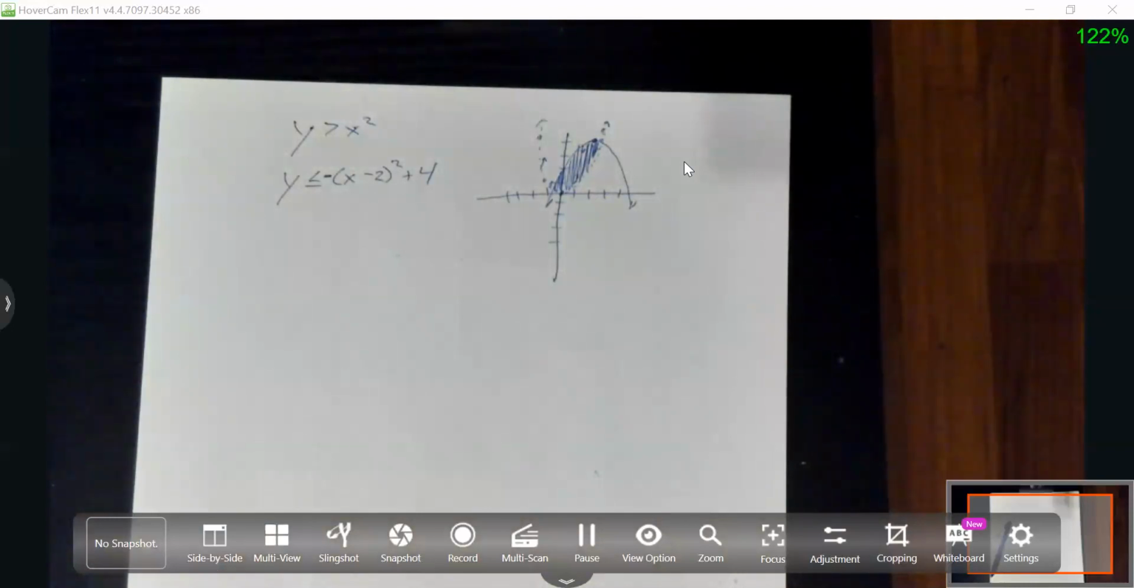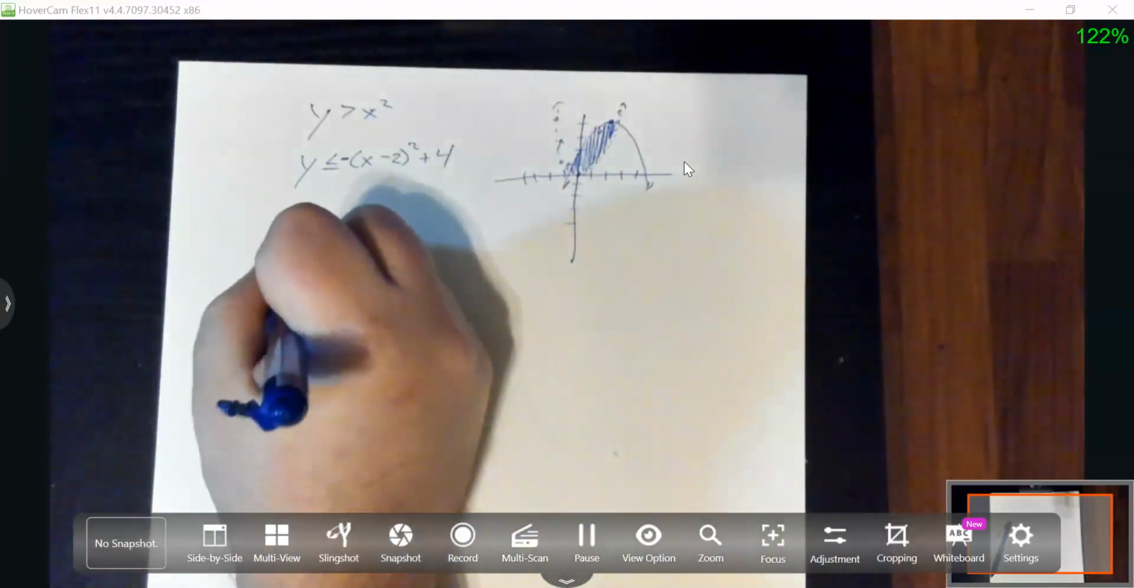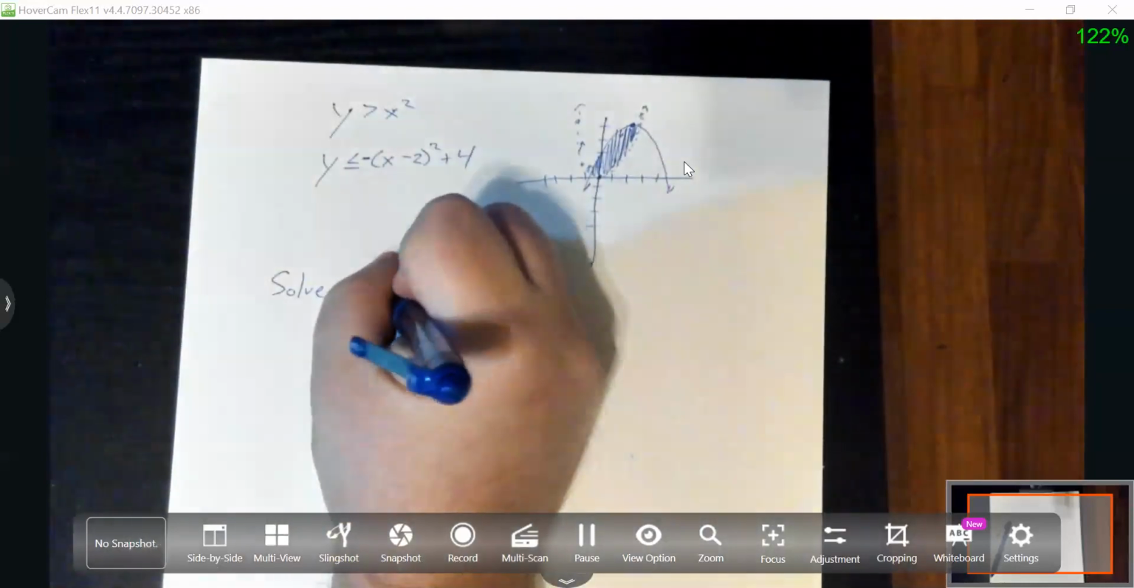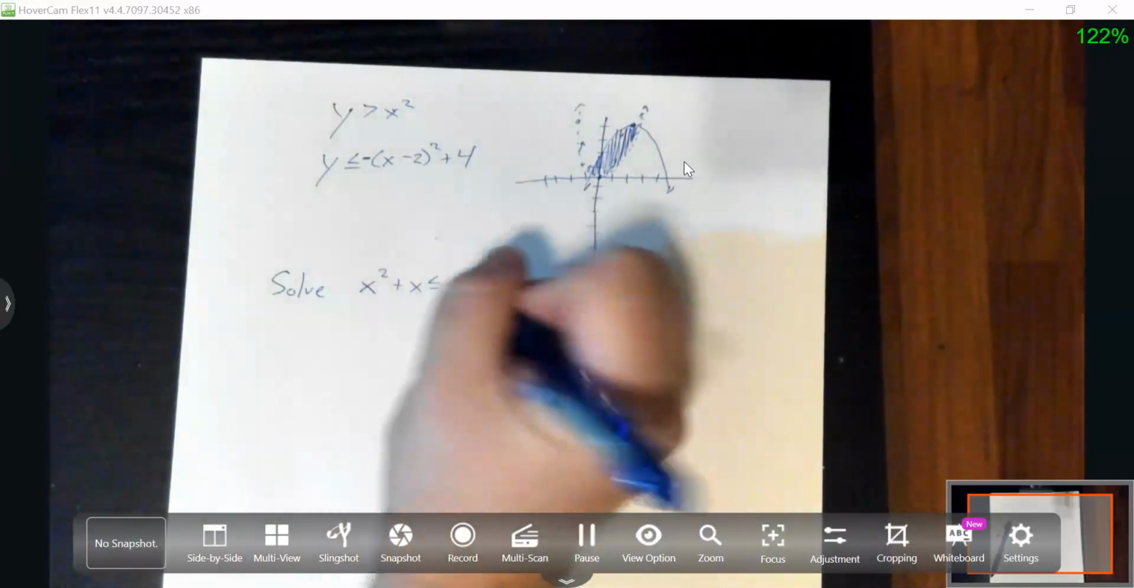What we're going to do next is talk about how to solve an inequality algebraically. And this is a little bit tougher. And like this, you have to be able to do what we did in the last couple lessons. So if I wanted to solve a quadratic inequality like this, then we have some options. So let's say instead it is to solve x squared plus x is less than or equal to 6.